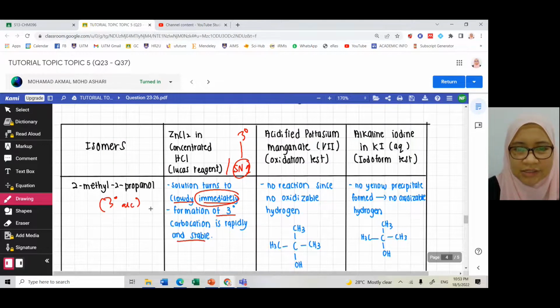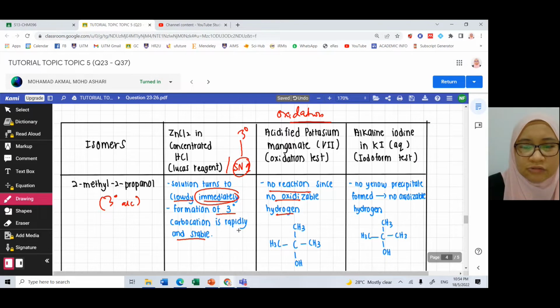Next, when this tertiary alcohol reacts with acidified potassium manganate, this is an oxidation reaction. When a tertiary alcohol reacts with KMnO4, there will be no reaction taking place, no reaction happening, because there's no oxidizable hydrogen, correct?